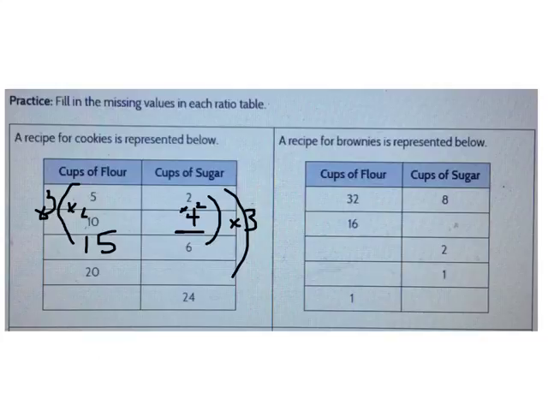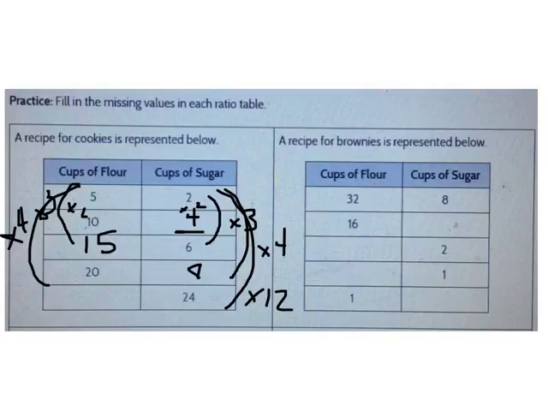How many cups of sugar would 20 cups of flour require? Well, 5 times 4 is 20. 2 times 4 is 8. How many cups of flour would 24 cups of sugar require? Well, 2 times 12 is 24. 5 times 12 is 60.